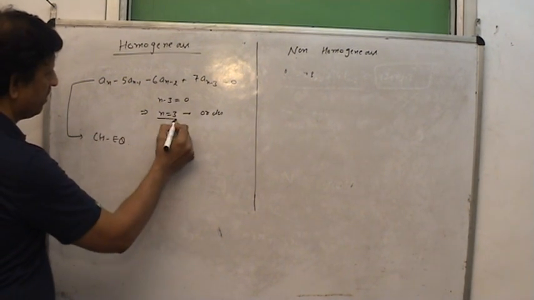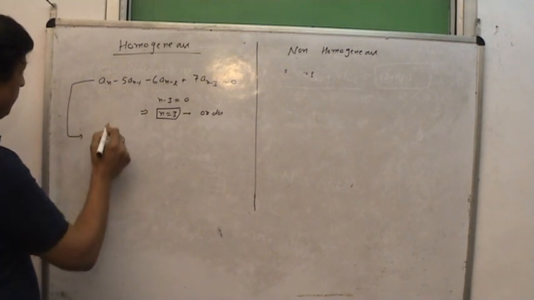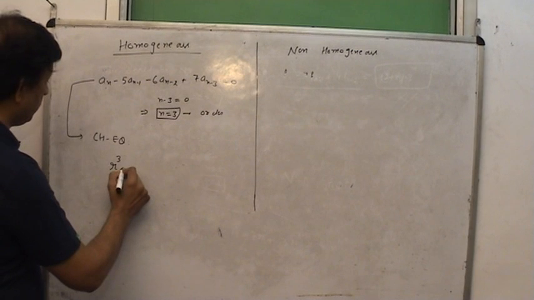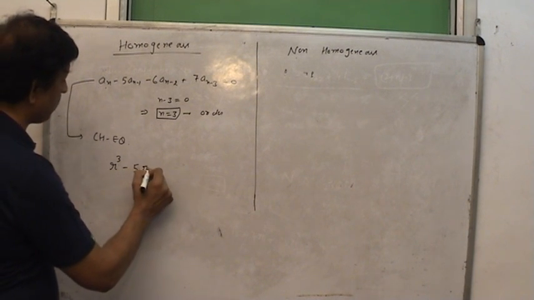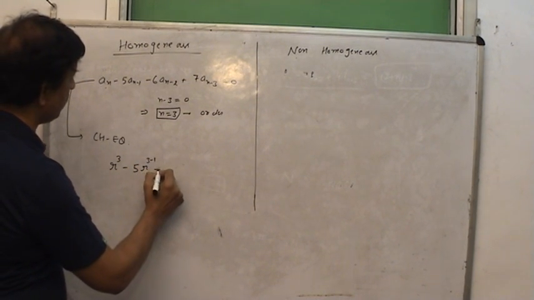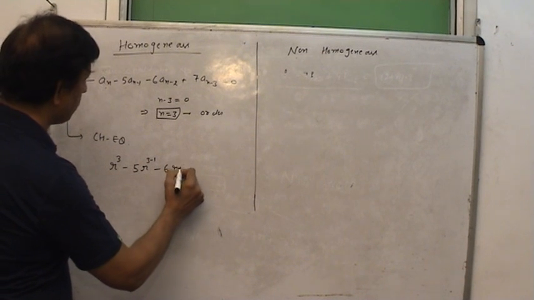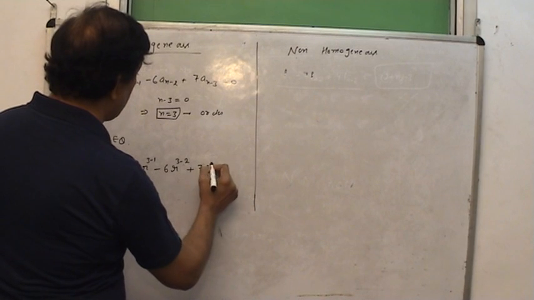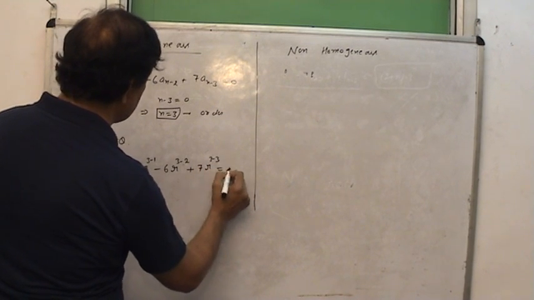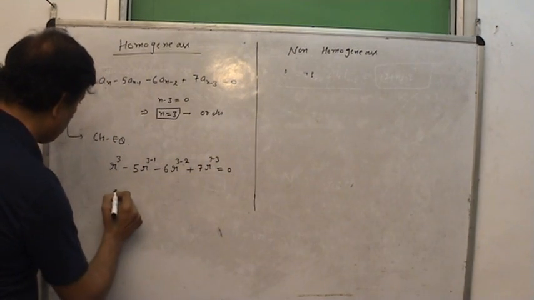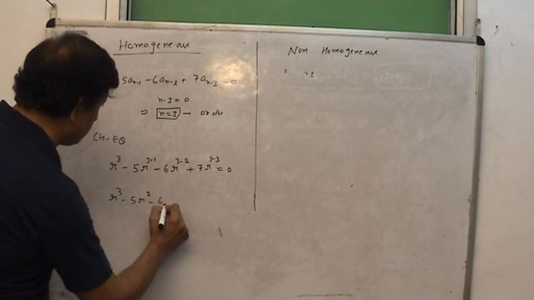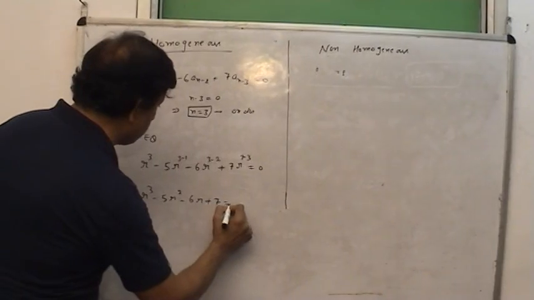We start with n is equal to 3. From here, consider any variable r. r raised to the power 3 minus 5 into r raised to the power 3 minus 1 minus 6 r raised to the power 3 minus 2 plus 7 into r raised to the power 3 minus 3 is equal to 0. It is r cube minus 5 r square minus 6r plus 7 is equal to 0.